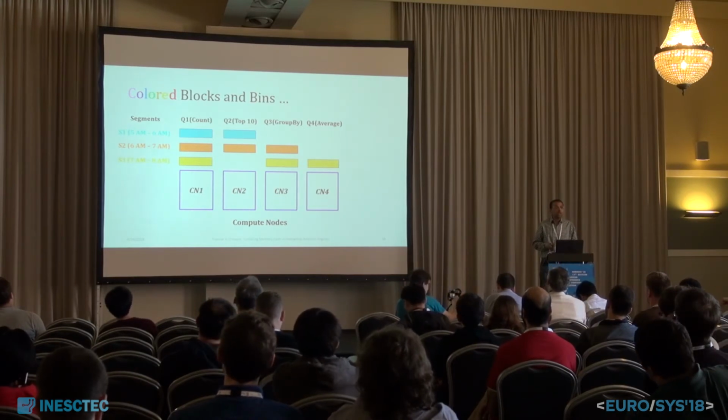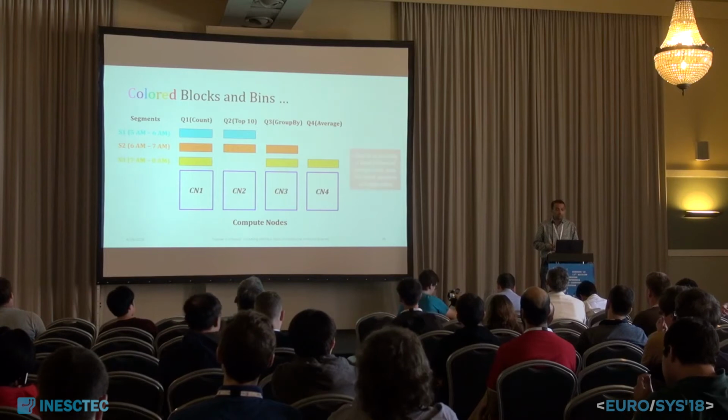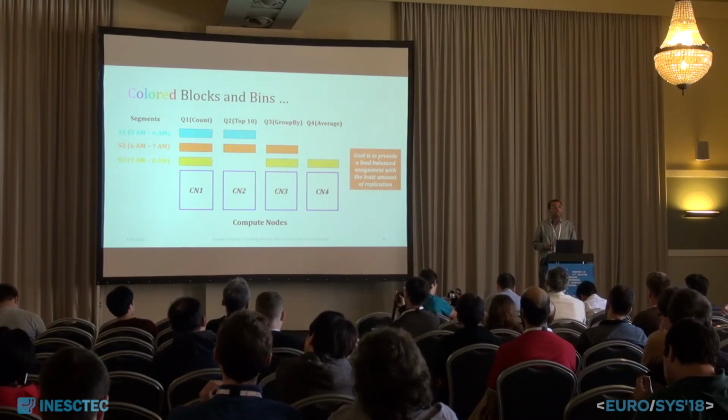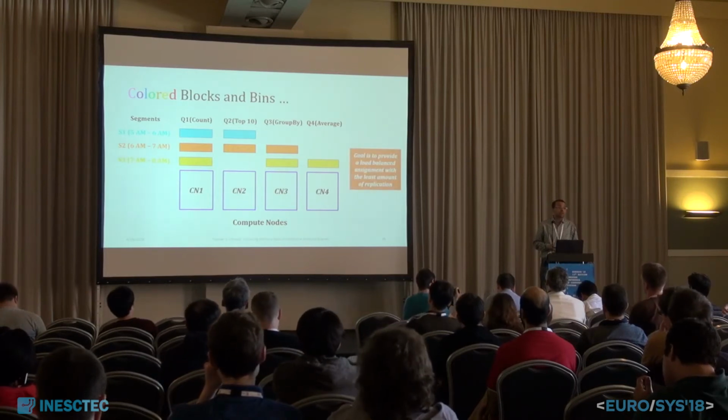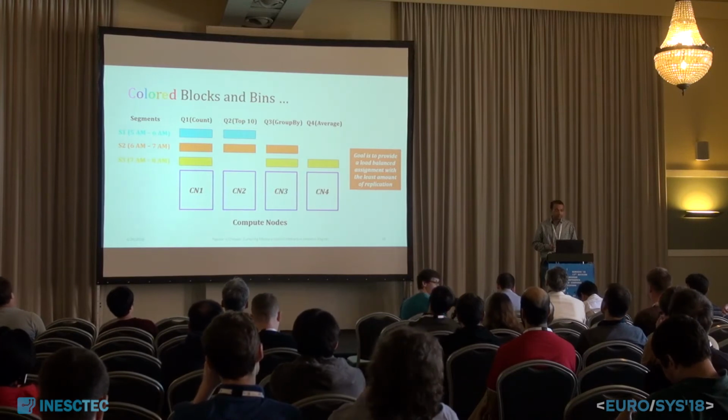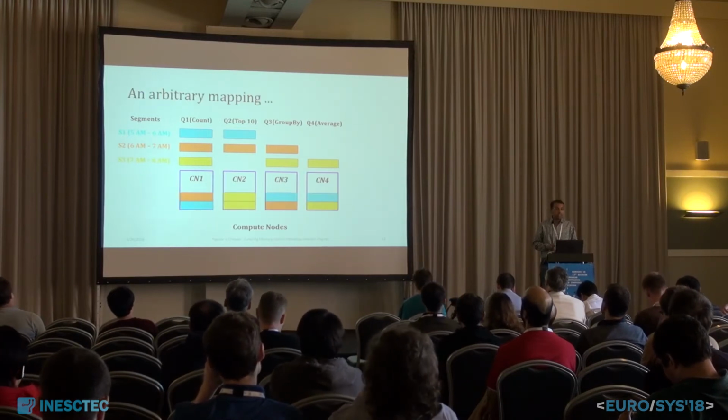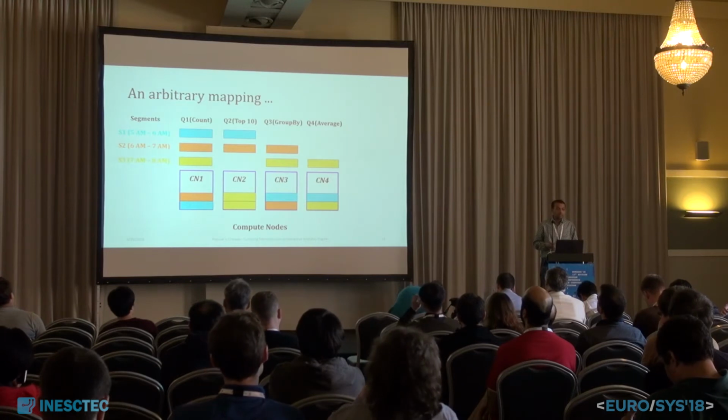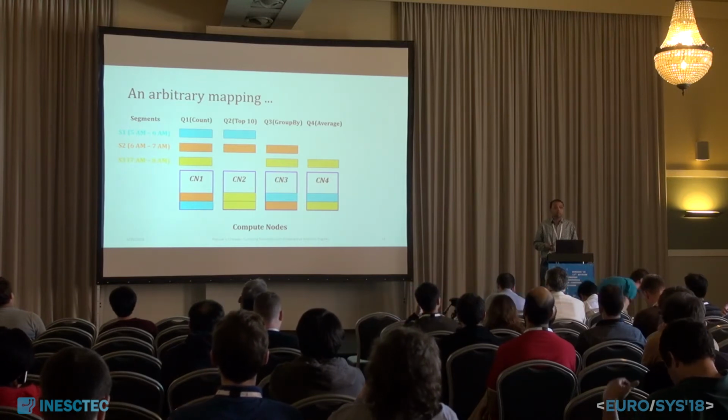So the goal of our problem is to provide a load balanced assignment with the least amount of replication. This is an arbitrary mapping. Note that each bin here has 2 blocks. So this is a load balanced allocation.